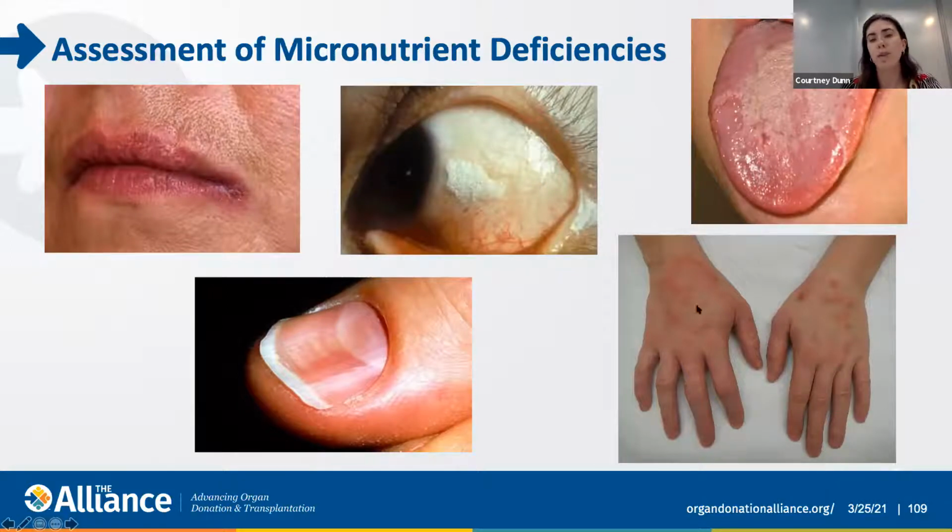And also for patients experiencing dermatitis, we want to consider, is it maybe a zinc deficiency or essential fatty acid deficiency for patients who are not able to maintain PO intake or have been NPO for an extended period of time? They might have dry, rash, itchy skin. So these micronutrient deficiencies, we're not using them as a diagnosis of malnutrition, but they are supporting evidence when assessing the patient for malnutrition.